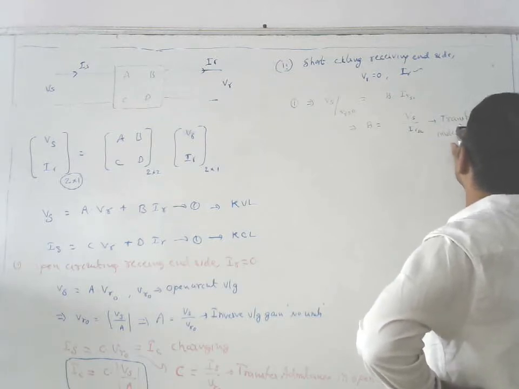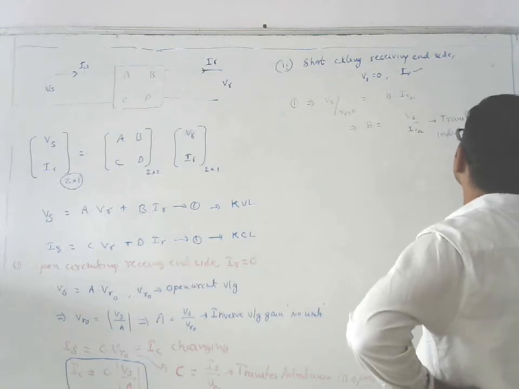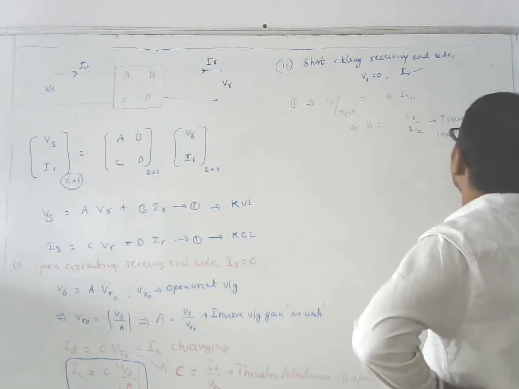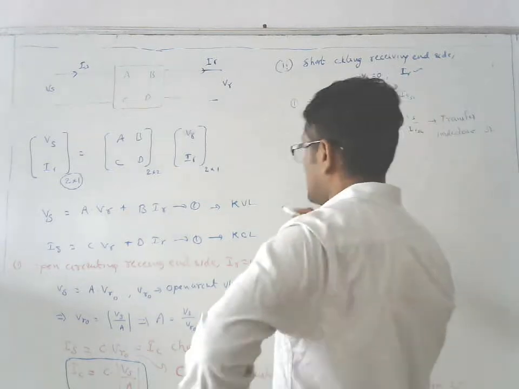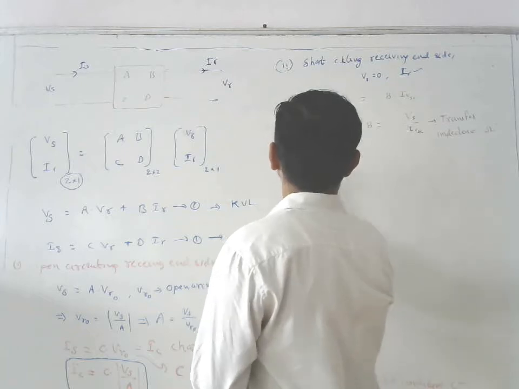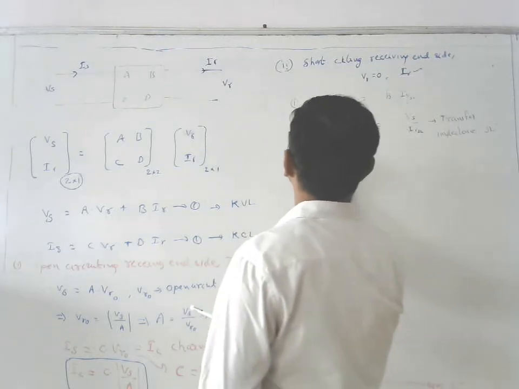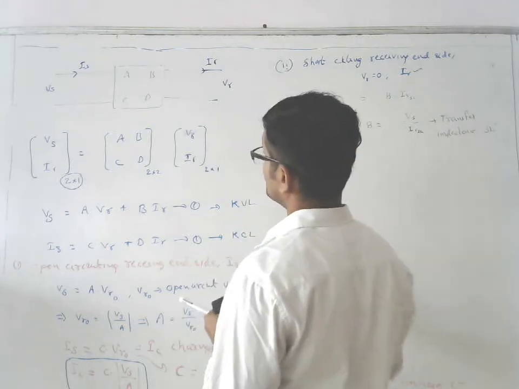Units are under short circuit condition. Units are ohms. Now the equation 2 becomes D into IR, or IRAC, short circuit current.